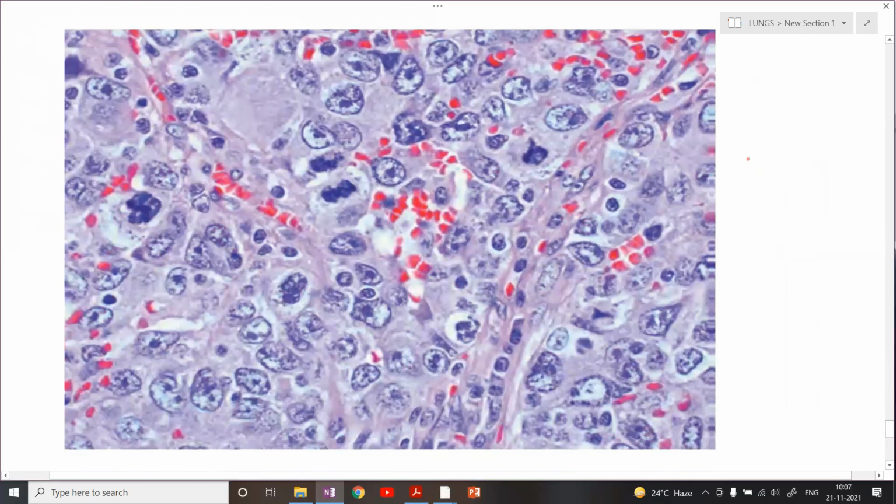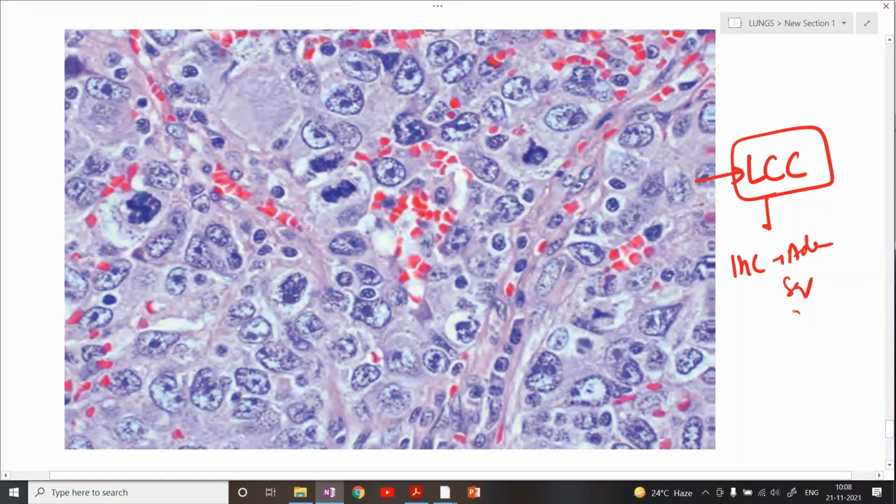Now, can you see these tumors? These are large cell carcinoma. Now remember, this is large cell carcinoma. Why? Because all the IHC markers for adeno, for squamous cell, and for neuroendocrine, all these came out to be negative. That is why we labeled it so.